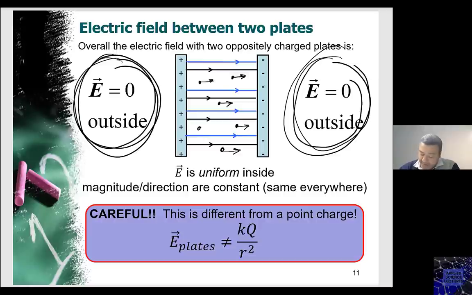Now remember, the electric field between those two plates cannot be calculated as we have seen for a point charge. It is a bit different.